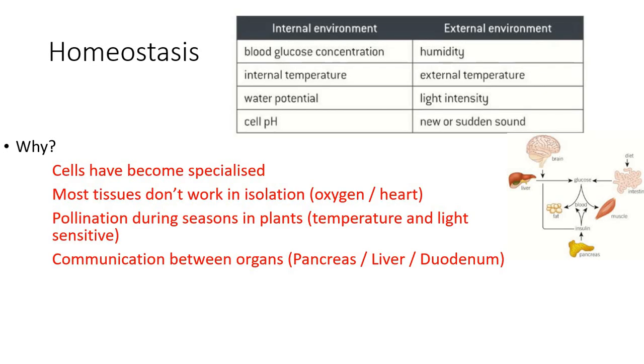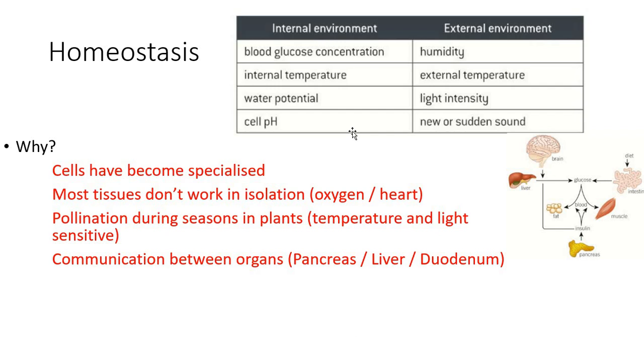Okay, so homeostasis in general, a reminder from GCSE, is the ability of the body to maintain internal conditions, to keep the body the same. Some examples in the body are blood glucose concentration, temperature, water potential, and cell pH. And there are some external factors that will affect internal ones, such as humidity, which will affect how much we sweat, as well as temperature. Light intensity is a bit more important for plants, but also for our sight, and then sounds.